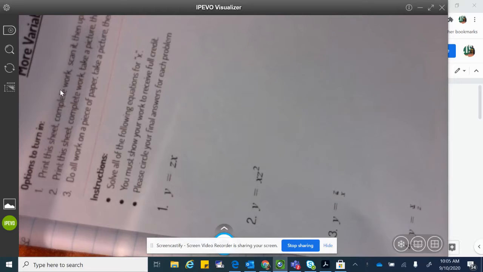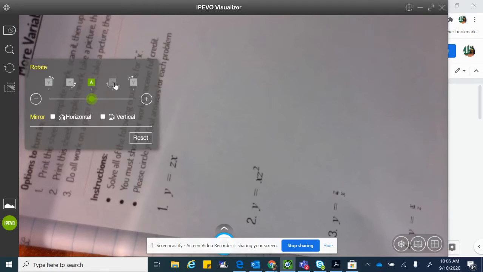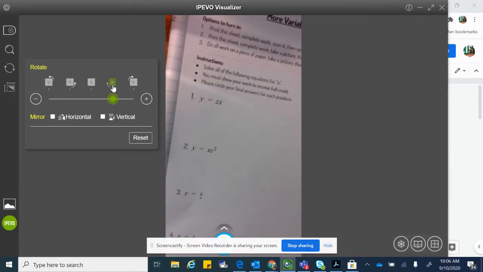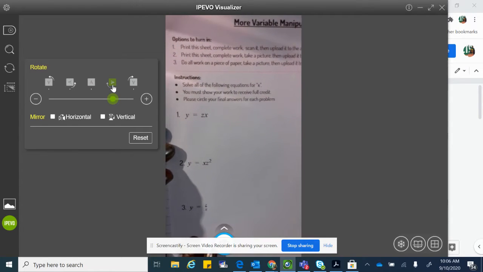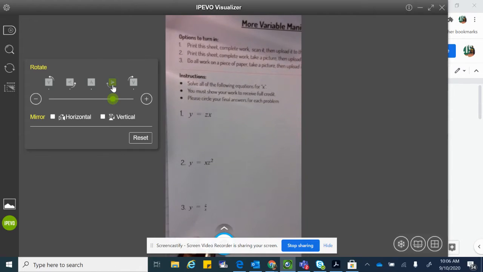Okay, I will flip my camera right quick so it will be easier to see and adjust it. Okay, so this assignment says there are various options to turn it in. Today I've chosen to just write this assignment down on paper. If I were a student and I chose to write it down on paper, I would take a picture of it with my phone and then upload it to my Google Classroom.